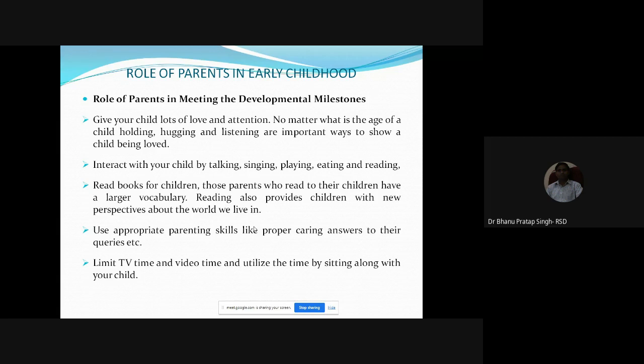If the child is trying to say something, then as parents, we should listen. We should answer. We should hold the child, and we should give the child the feeling that yes, we are with you. Means a kind of hugging position.